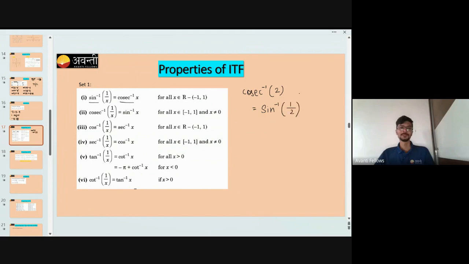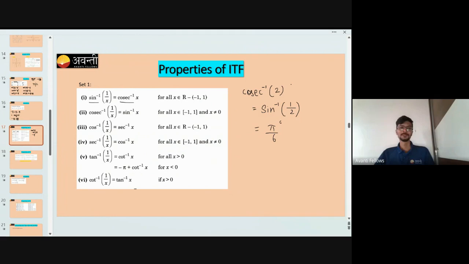Now I hope you are comfortable with the sine inverse value, because I am too. I don't like dealing with cosec, sec, and cot. So this property mainly helps to convert cosec, sec, and cot into more comfortable trigonometric ratios, which are sine, cos, and tan. Now this question becomes very simple. Sine inverse of half: a positive value means we look into the first quadrant. In the first quadrant, the value of theta for which sine gives half is 30 degrees, which is pi by 6 radians.